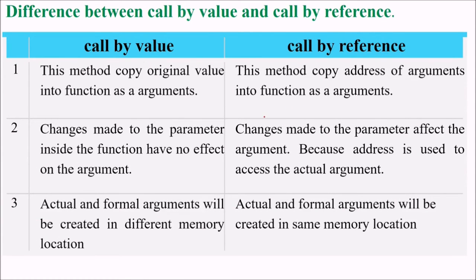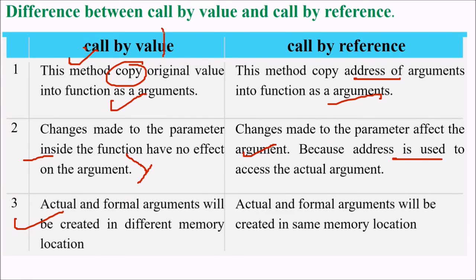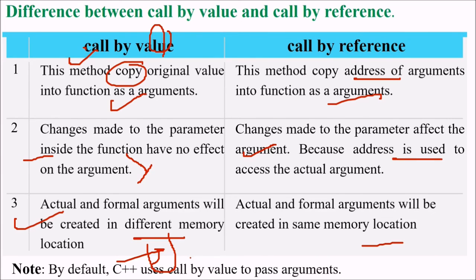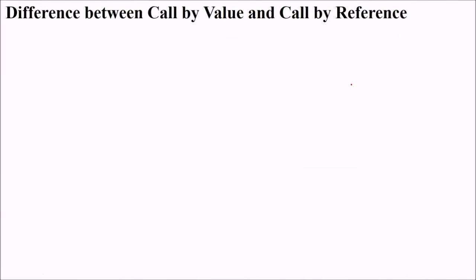So, call by value and call by reference. Call by value copies the original value into the function as an argument; it only copies the value. Call by reference copies the address of the argument into the function. Changes made to the parameter inside the function have no effect on the argument in call by value, while in call by reference, changes made to the parameter affect the arguments because the address is used to access the actual argument. In call by value, the actual and formal arguments are created in different memory locations, the local stack memory, while in call by reference they refer to the same memory location. By default, C++ uses call by value to pass arguments.